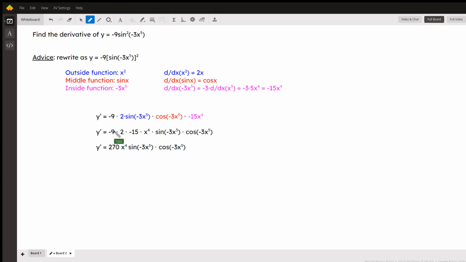It's nice to get the -9 and the 2 and the -15 together. They're all constants, so multiply those together, which would be 270. We usually like to put exponents in front of the trig functions. So put x to the fourth next, and then we have the two trig parts after that. So your final answer: 270 x to the fourth sine of -3x to the fifth times cosine of -3x to the fifth.